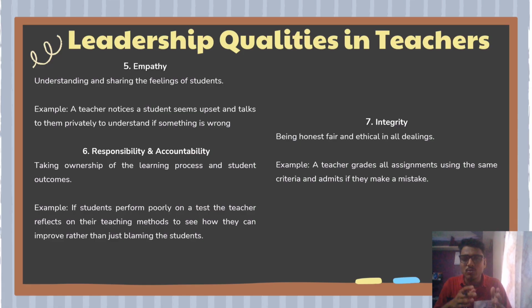If a student performs well, yes, you have worked hard. If a student is not performing well, you must accept that some way or the other you are also at fault. Okay, so you need to take the ownership, that is the responsibility and accountability of the students. Integrity, being honest, fair, and ethical in all dealings. Whatever you do, you need to be fair, you need to be ethical, you need to be very honest because teachers are the role models of the society.